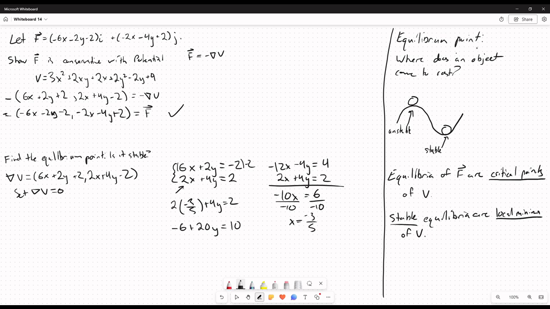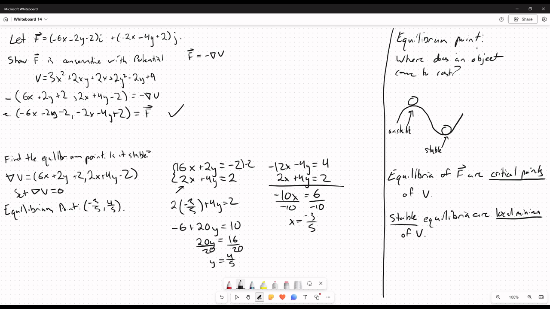Add 6 to both sides. We're going to get 20y equals 16. Divide both sides by 20. We will get y equals 4/5. So we have an equilibrium point, and the only equilibrium point is going to be at -3/5, 4/5.